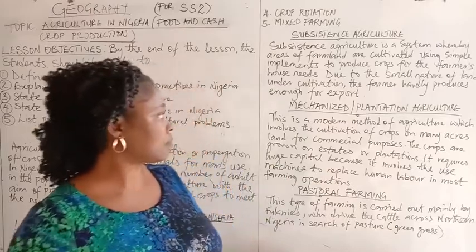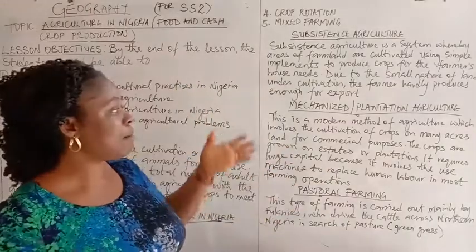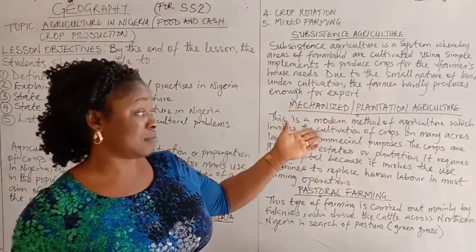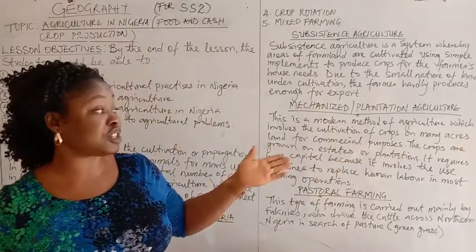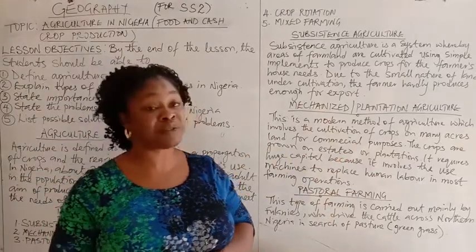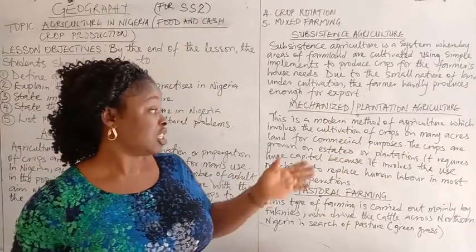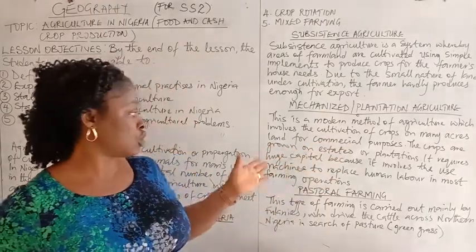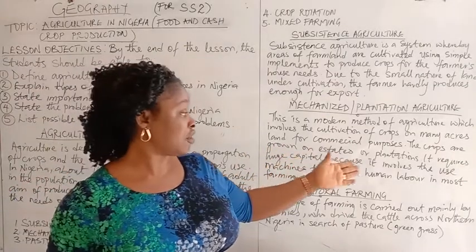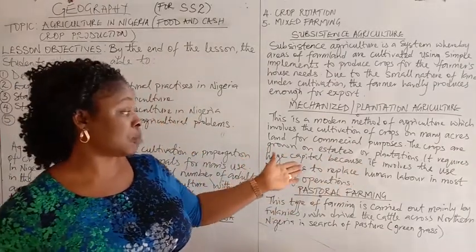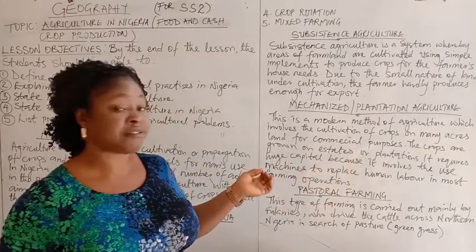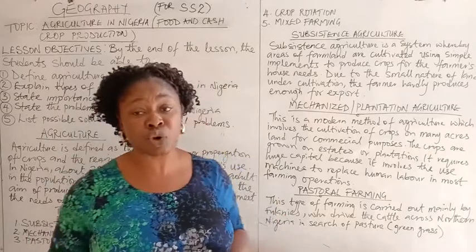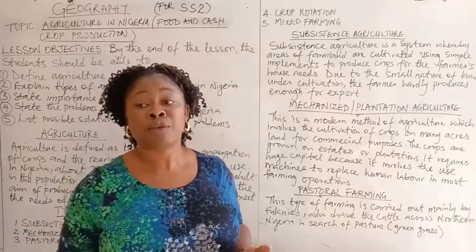Another system of agriculture is the mechanized or plantation agriculture. This is a modern method of agriculture which involves the cultivation of crops on many acres of land for commercial purposes. These crops are grown on estates or plantations. It requires huge capital because it involves the use of machines to replace human labor in most farming operations.